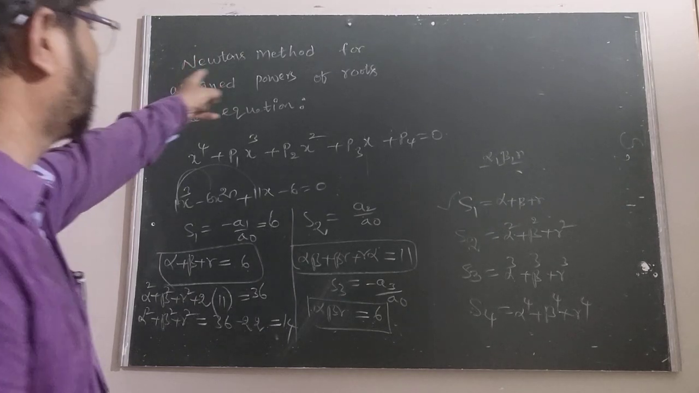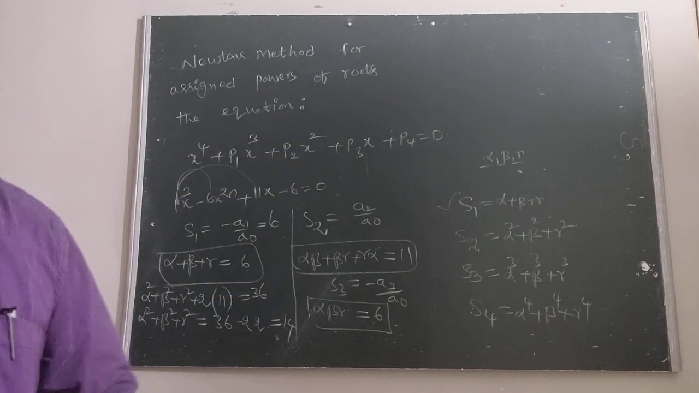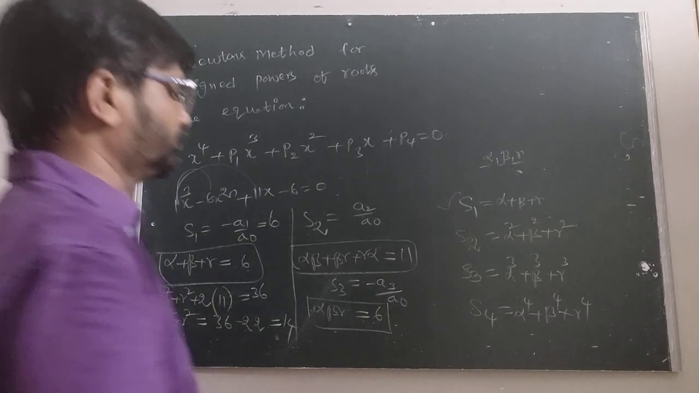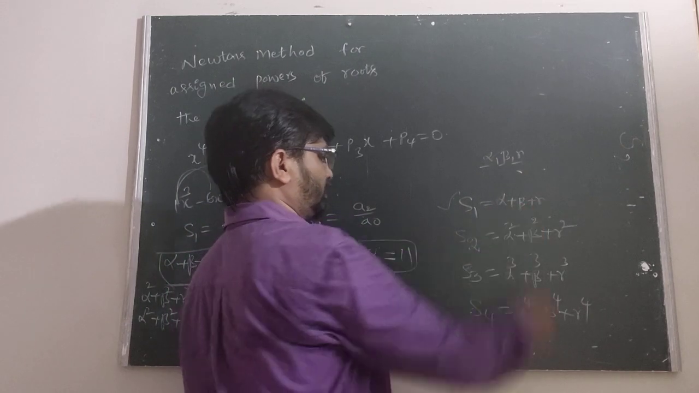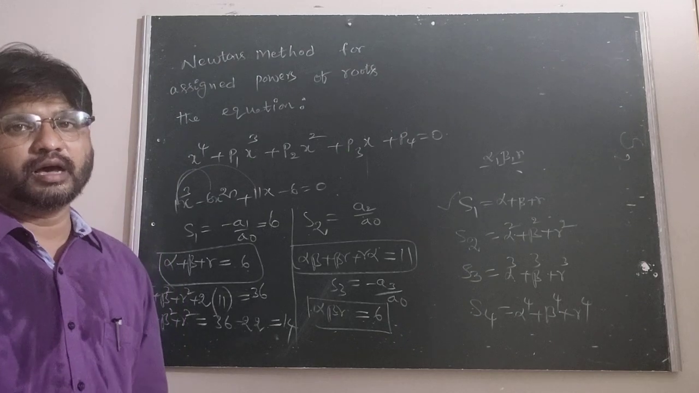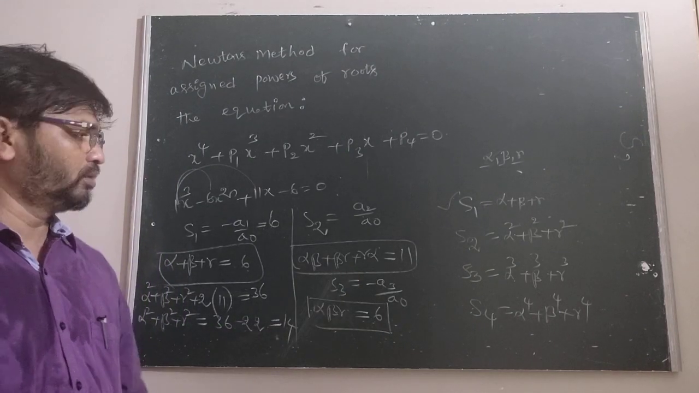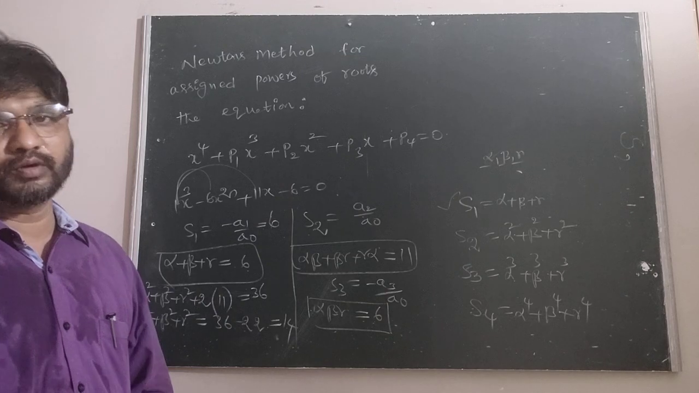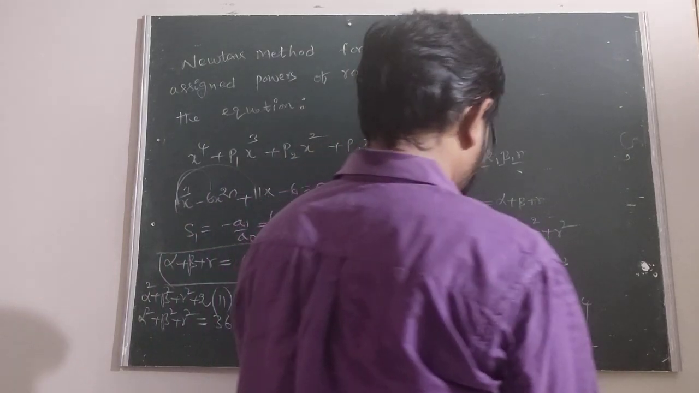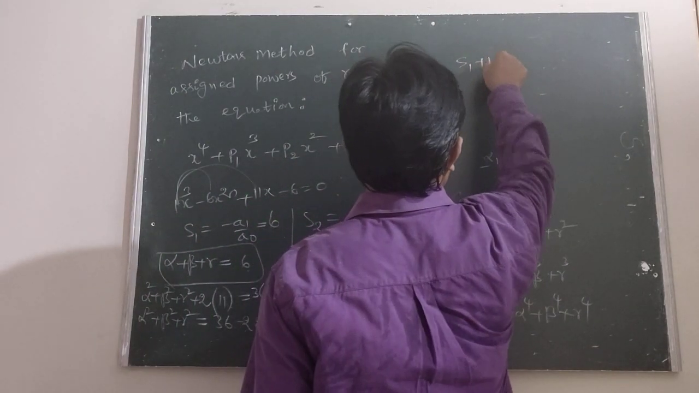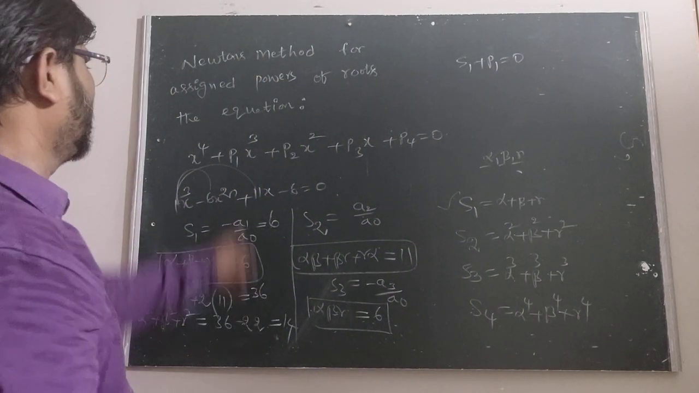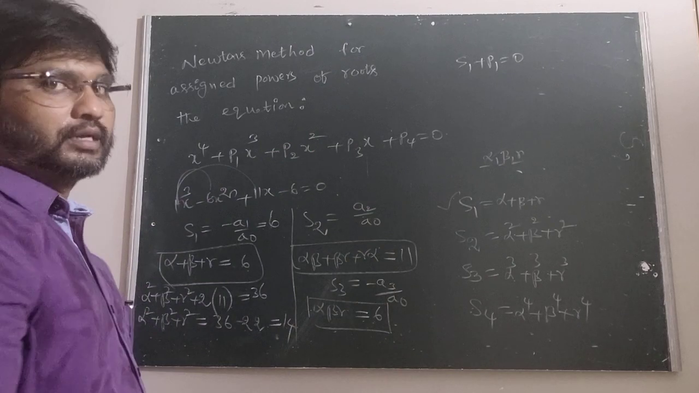We are going to learn the method, Newton's method for assigned powers of the roots. That means here S1 is alpha plus beta plus gamma, S2 is alpha square plus beta square plus gamma square, S3 is alpha cube plus beta cube plus gamma cube, and similarly S4 is alpha power 4 plus beta power 4 plus gamma power 4. Now here, S1 plus P1 equal to 0, this is Newton's law. Here P1 is this one, and S1 we got that value.